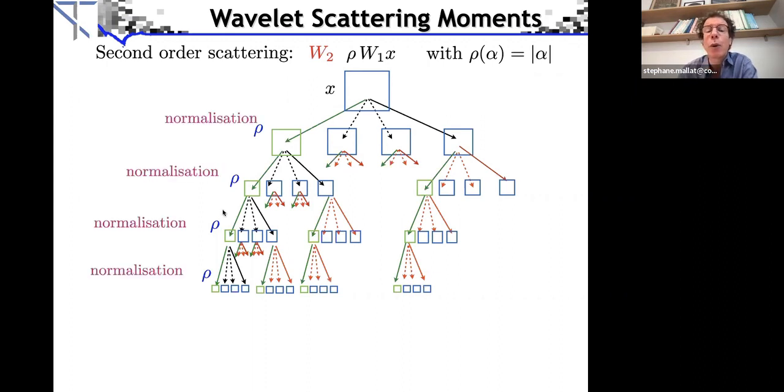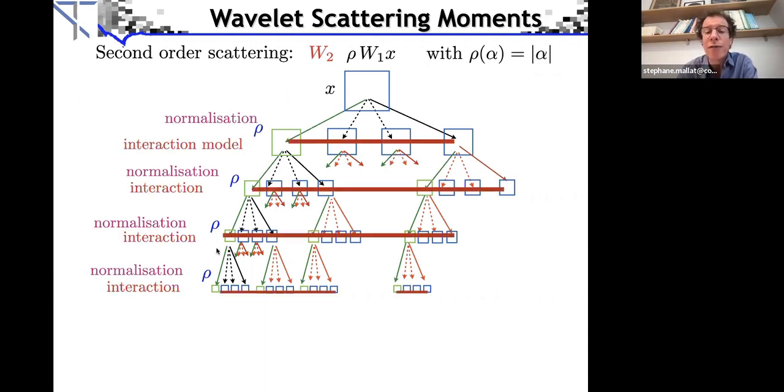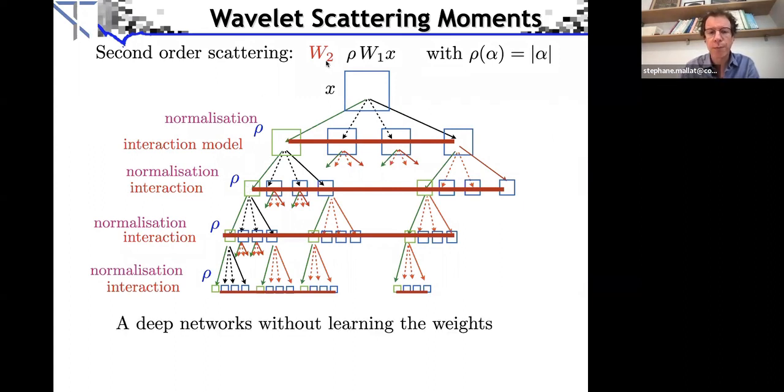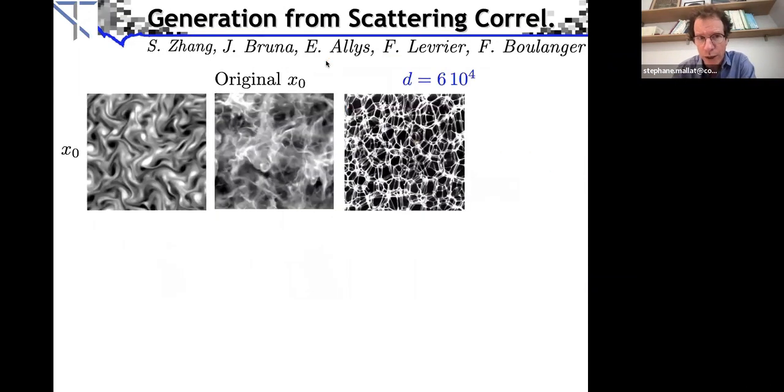And then we renormalize each of the scales, exactly as in a renormalization group. And finally, we compute the correlations between the wavelet transform of the wavelet transform and all the other coefficients at any given layer. So here it begins to look a bit more like a neural net, but we don't learn the filters. They are all wavelets. So essentially, a deep network without learning the weights.